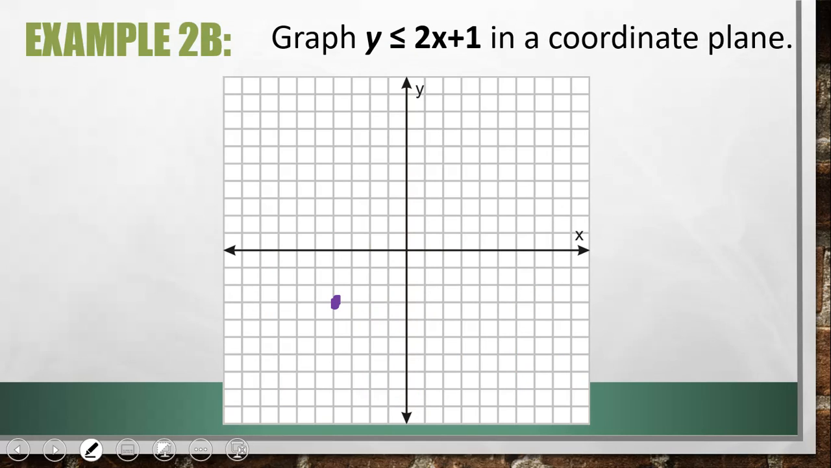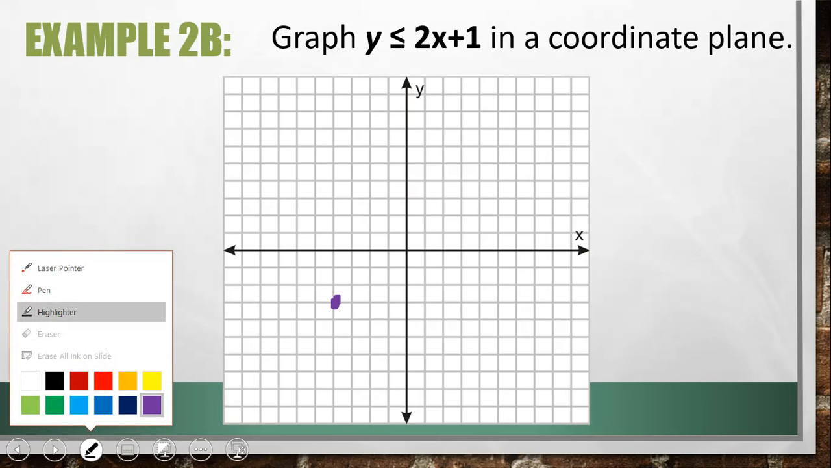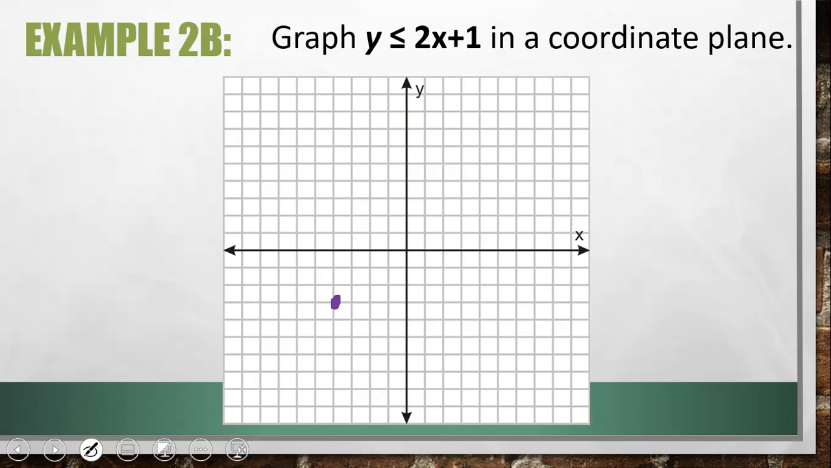Let's look at our next example. y is less than or equal to 2x plus 1. So what are we graphing? We're really graphing the line y equals 2x plus 1. Again, because I have this symbol, it's going to be a solid line. So it's a solid line.